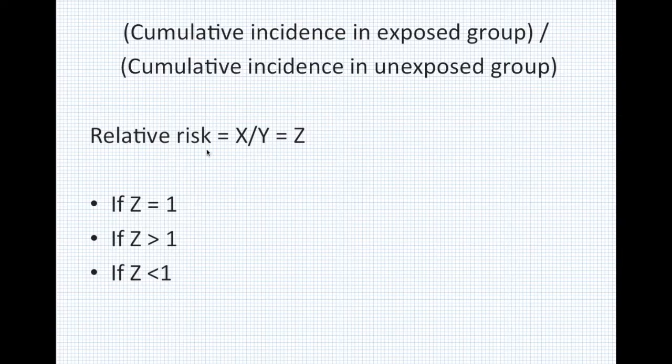Relative risk ratio would be cumulative incidence in the exposed over unexposed, or X over Y, and we'll call it Z. So if Z equals 1 or is greater than 1 or is less than 1, what do you think that means? Go ahead and pause the video to think about that for a second.